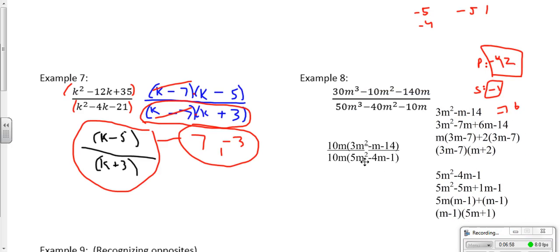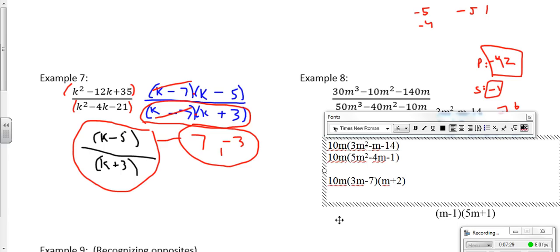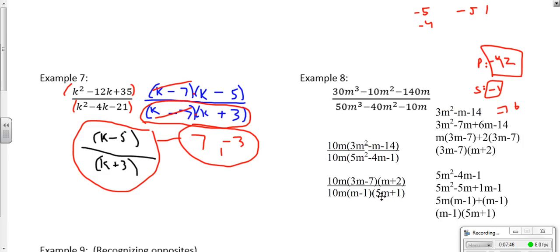Alright, so that means this one here becomes a 3m minus 7. Oops, can't forget my 10m. My 10m, parentheses, 3m minus 7, m plus 2, all over 10m, parentheses, m minus 1, 5m plus 1. A lot of review for our factoring, so you're going to have to, again, definitely brush up and practice it. Now what's that do for us?